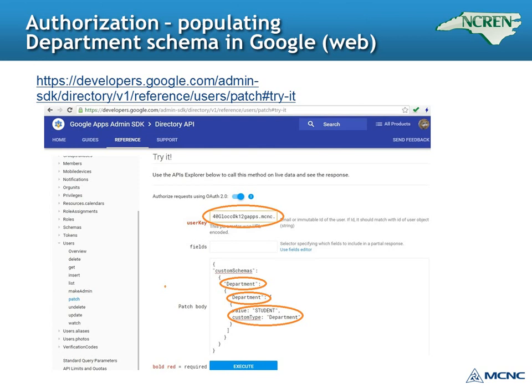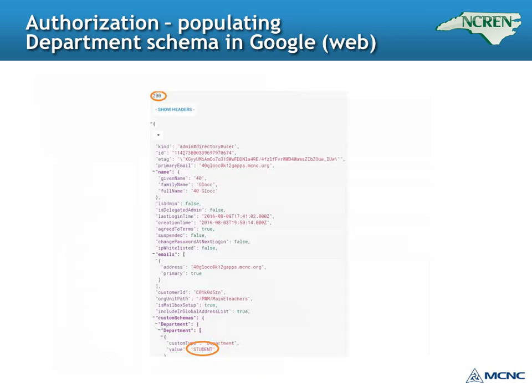And this is an example of how you would populate the placeholders using the web. You can see where we wanted to add a value to our department for our user, 40 Glock at K-12 gaps, department schema, field department, and we wanted to add the value student in there. And when we hit execute for this, we get a return code 200, which is good. This is what we wanted. So we can see for our user, 40 Glock at K-12 gaps, we were able to add the value student for department schema, field department.